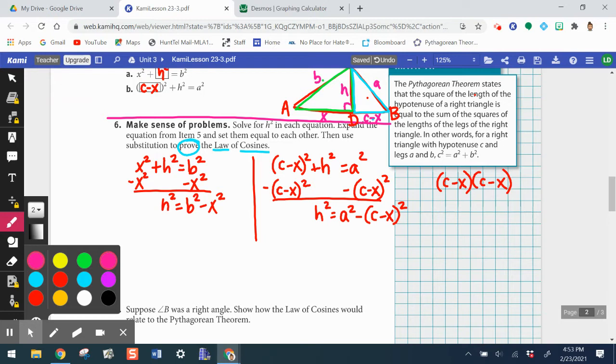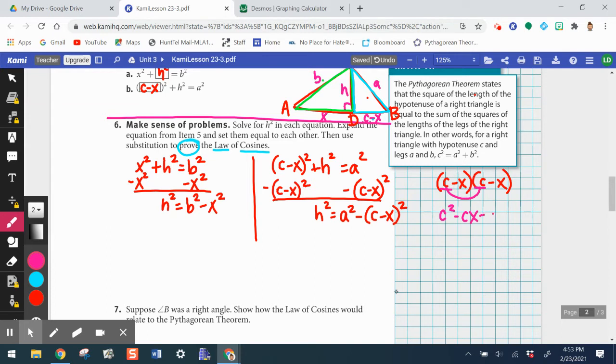even remember from school. So you multiply the first two terms in each binomial, c times c, which is c squared. Then you multiply the outside two terms, c times negative x is negative cx. You multiply the inside two terms, which again, negative x times c is negative cx. And then you multiply the last two. Notice I said first, outside, inside, and then last. And negative x times negative x is positive x squared. That's why we call it FOIL.